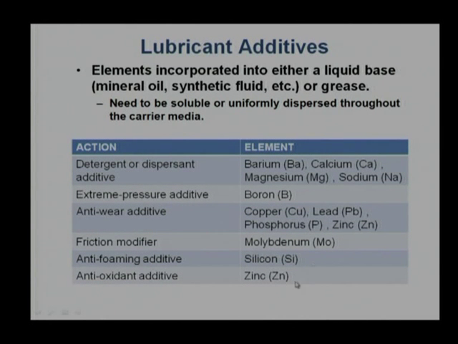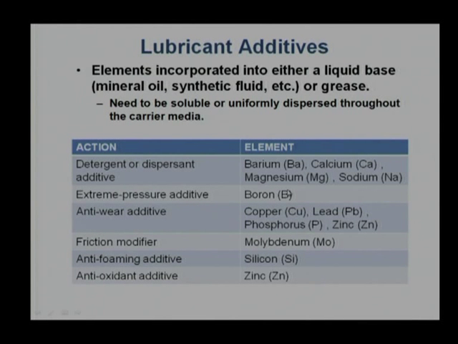Some metal elements, or we say some material elements, which have been used as additives are listed on the left and right hand side of this table, and their function, their action, is mentioned on the left hand side. I used a word earlier, the detergent or dispersant additives. We know soaps are generally made with elements. Calcium is one of the common elements, sodium is a common element which is used to make soap. Similar elements can be used to make a detergent and dispersant. How detergent and dispersant act, we will be covering in the next few slides.